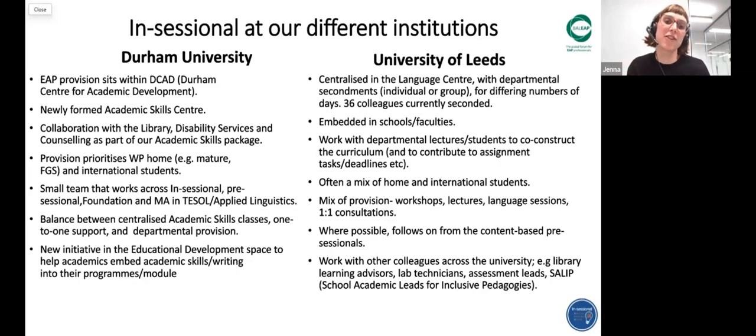Where possible, our In-Sessional follows on from the content-based pre-sessionals, and we also work with other colleagues across the university. So I co-deliver lectures with the library learning advisor and the lab technicians, and I work with the assessment lead and the school academic lead for inclusive pedagogies as well.